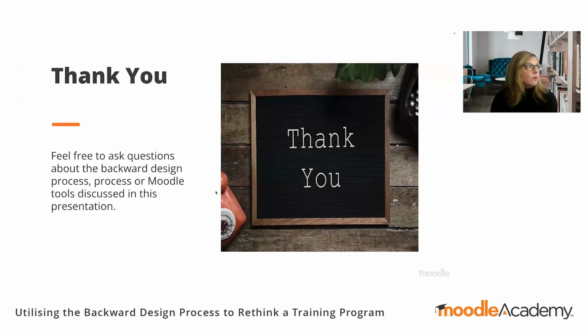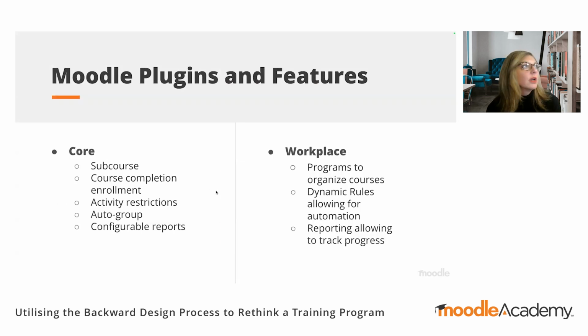Okay. Then, plugins that we're using and some of the features. And again, you can do this in core and you can do this in Workplace. I've done it with both with the same organization. They transferred over to Workplace after a time. But with the core, what we did is we created a home hub for each tier. We used the subcourse plugin and we linked those courses that we had created into that hub. That allowed the trainer and the new hire to really be able to track their progress along the way.